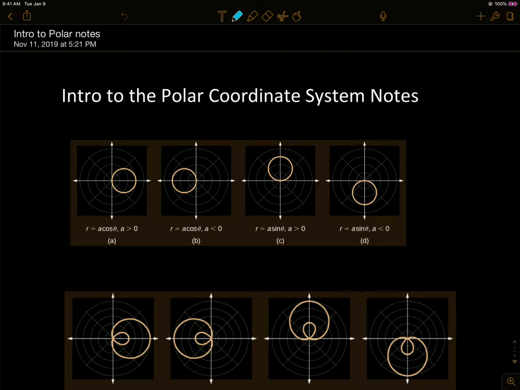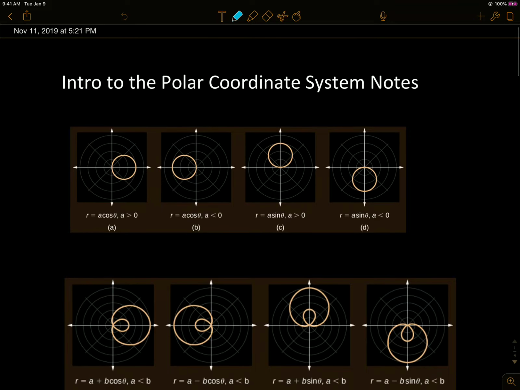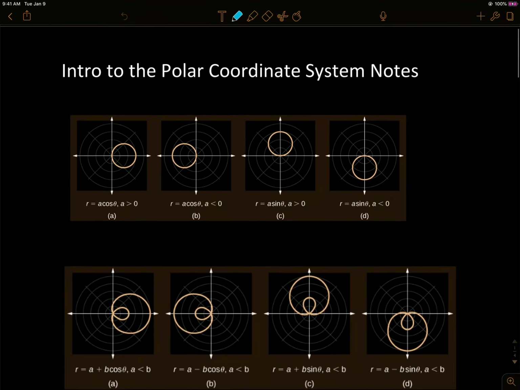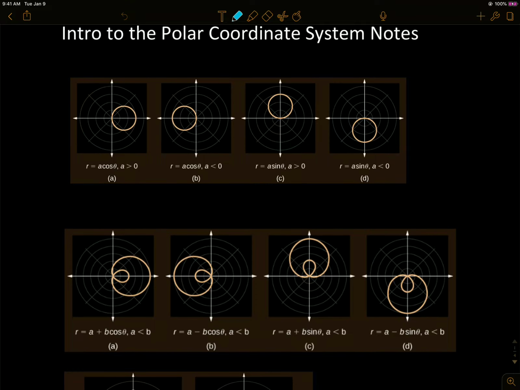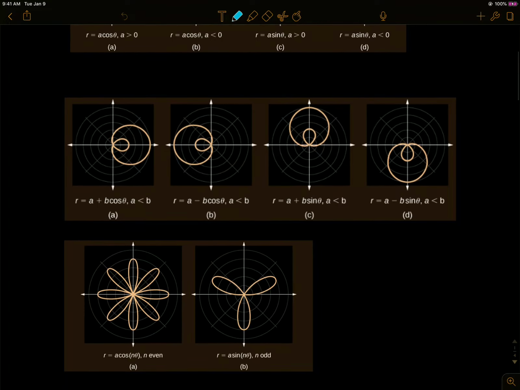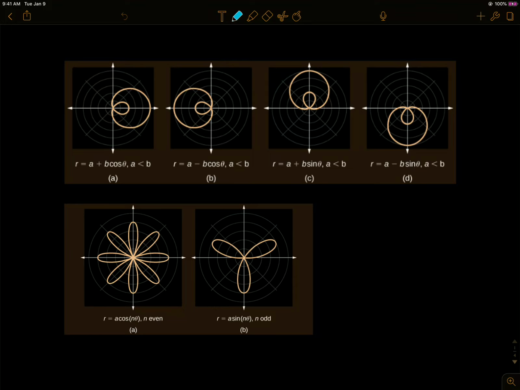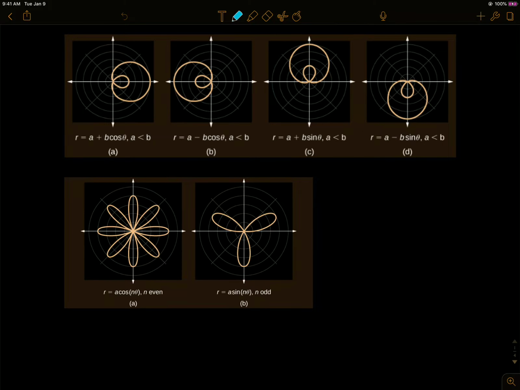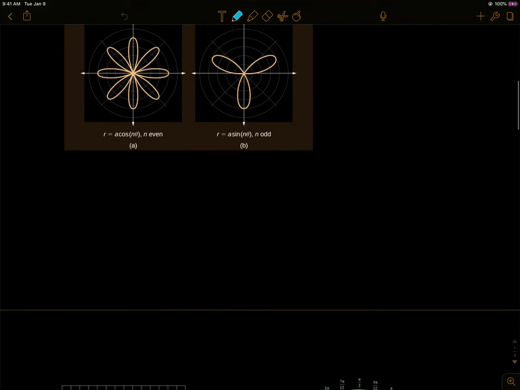So here are some examples of polar graphs that you can make very easily with a graphing utility. We're going to make some of these by hand probably, but here are some examples. You can make things like this, and they can just keep getting more and more complex. You can make these flowers down here, and the associated equations are there.